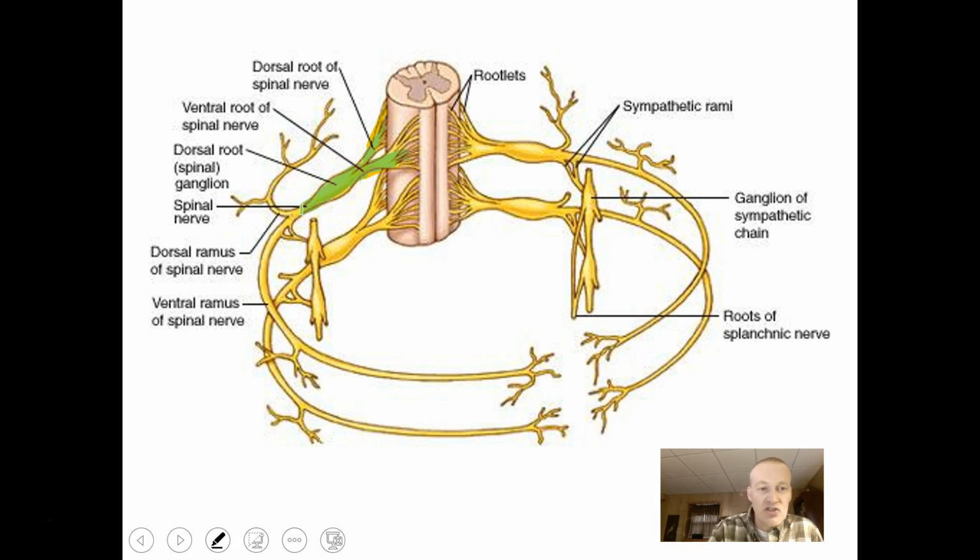And you can see that it bifurcates and branches so that this particular part here, the dorsal section, the dorsal ramus or posterior ramus, is going to carry information to the back of the body, but the anterior or ventral ramus is going to carry information to the front of the body. That's why that nerve has to bifurcate, so we can service the front of the body and the back of the body.